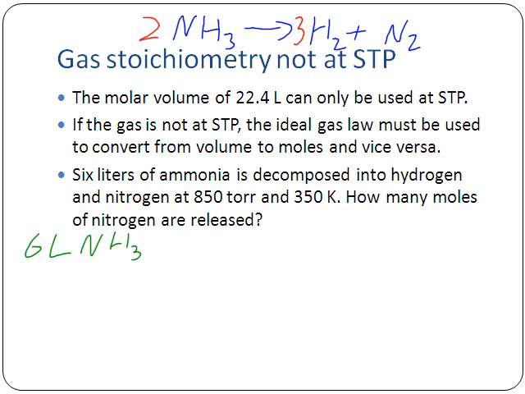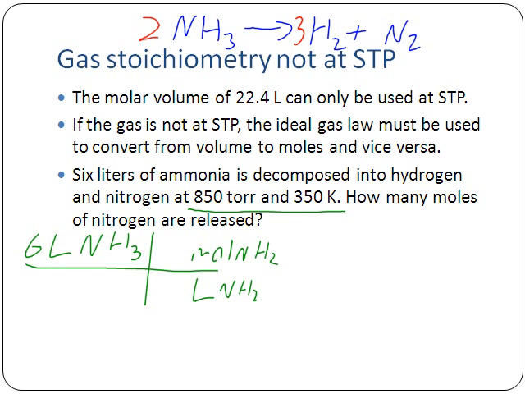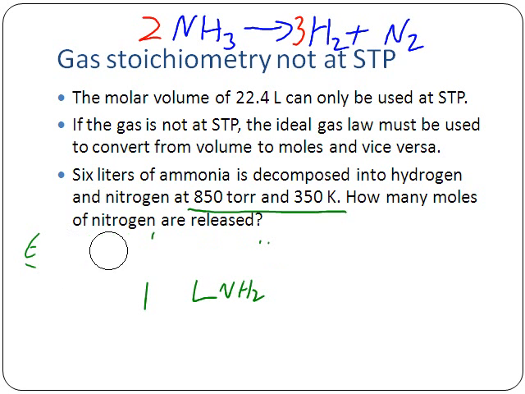I normally would go ahead and set up my table, liters of ammonia to moles of ammonia. But the problem with that is it isn't at STP. No, it's not. It's 850 torr and 350 K. And so in this case I really don't want to use this method right here. That's not where I want to go.